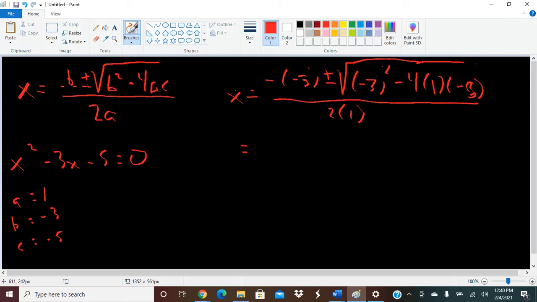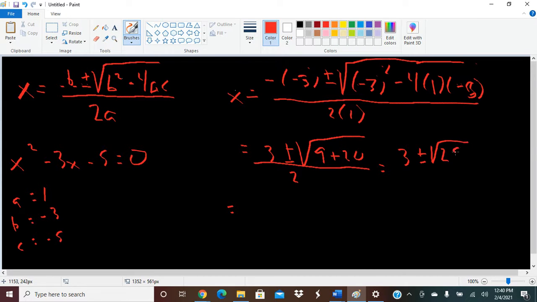All right. So now, y'all, let's clean this up a little bit. The opposite of negative 3 is 3, plus or minus the square root of, yeah, negative 3 squared will be equal to 9. Negative 4 times 1 times negative 5 is equal to a positive 20. This is all over 2. And here we're just slowly breaking this problem down. All right, I'm going to keep it out here first. Divided by 2.